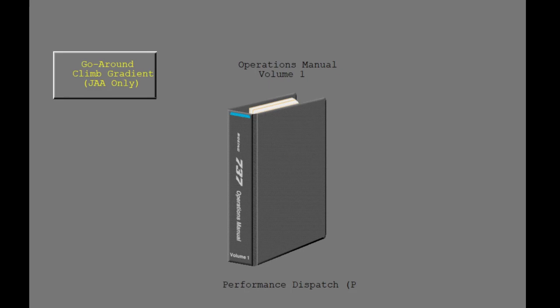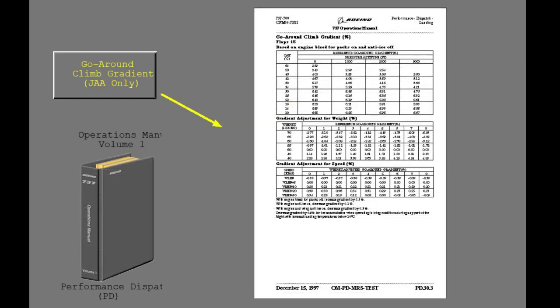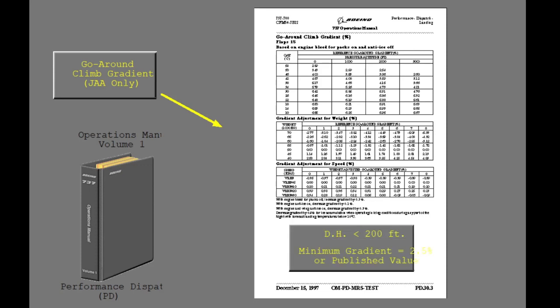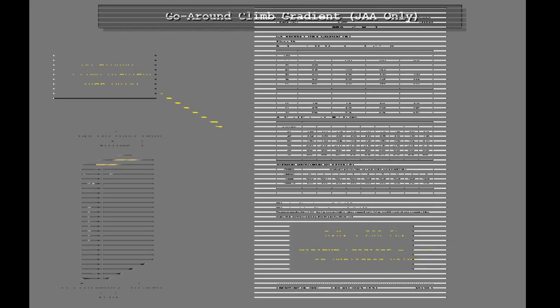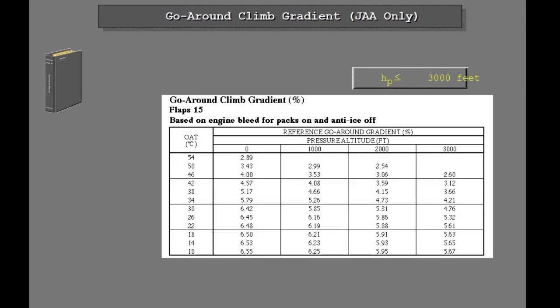For JAA operators only, climb gradient capability in the go-around configuration is also included in the Performance Dispatch section of the Operations Manual. This group of tables can be used to evaluate JAA minimum gradient requirements for low visibility operations. The first table is used to determine reference climb gradient based on airport outside air temperature and pressure altitude up to 3,000 feet.